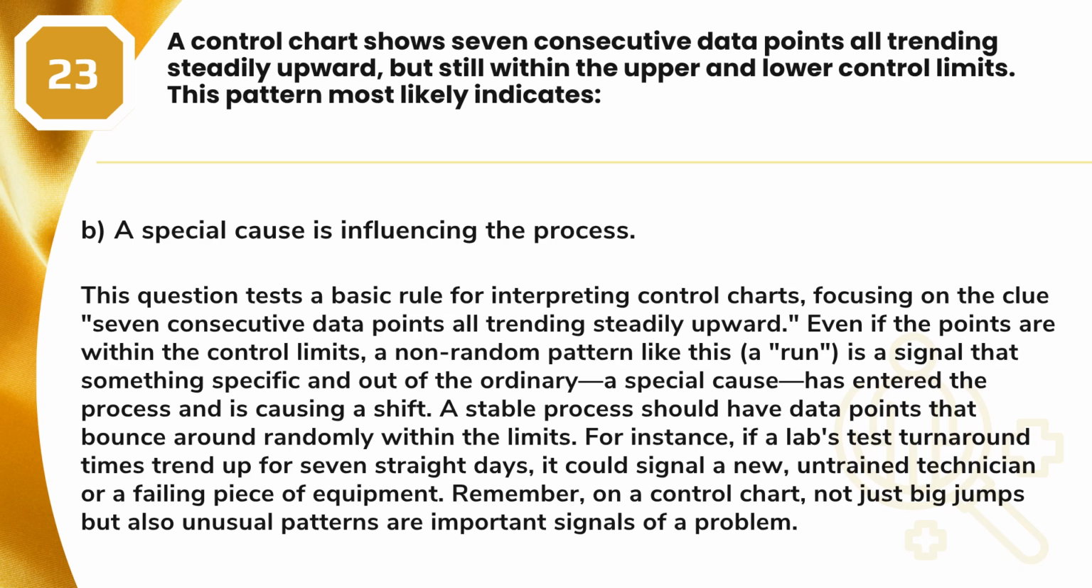For instance, if a lab's test turnaround times trend up for 7 straight days, it could signal a new, untrained technician or a failing piece of equipment. Remember, on a control chart, not just big jumps but also unusual patterns are important signals of a problem.